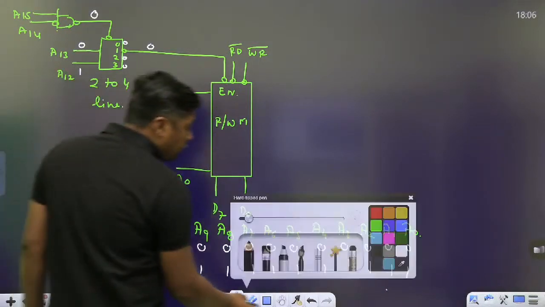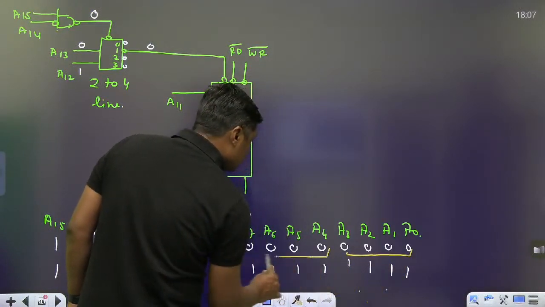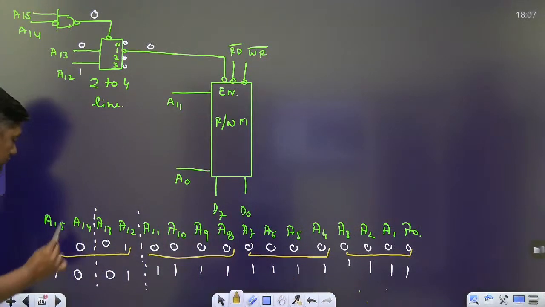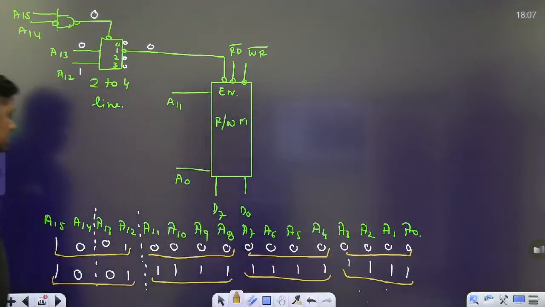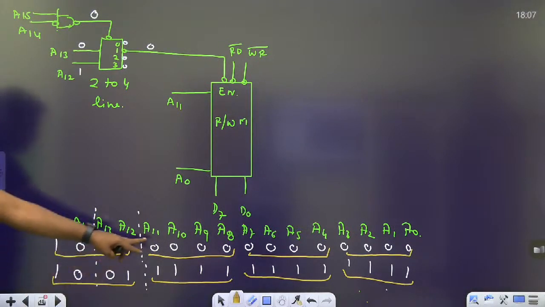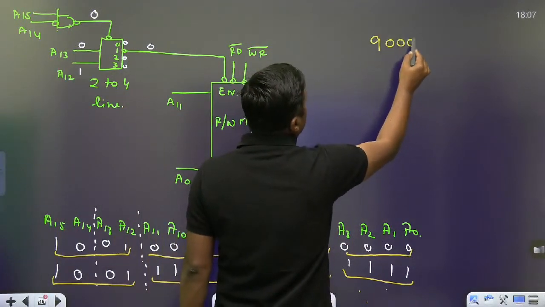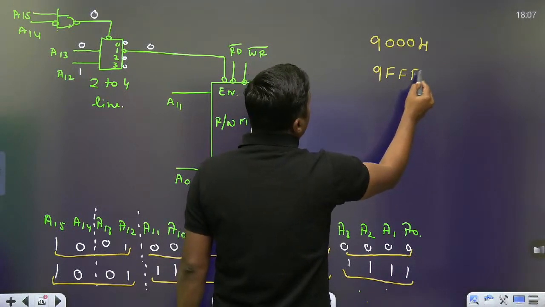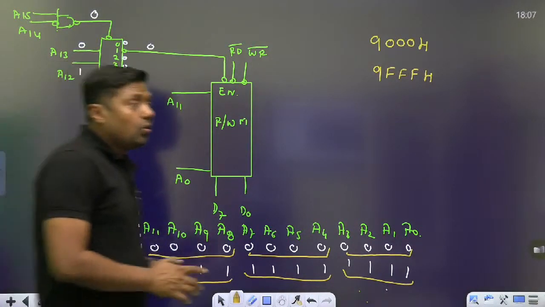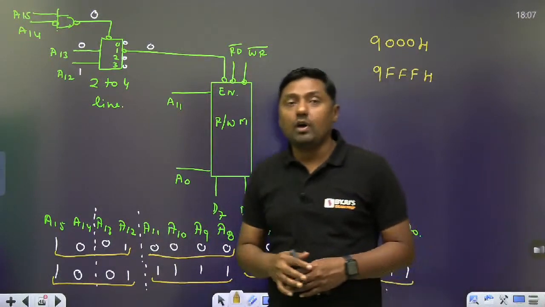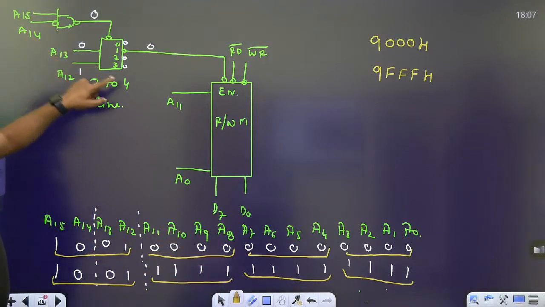Now you have to make the group of what? 4. What is the group of 4? This is 4. Okay, this is 4. Now tell me, what is the range? 1001, it is 9. This is 000, is 0, 00, 9000. And final address is 9FFH. So this is called higher order, this is called middle order, and this is called lower order. Lower order will be all 0 to what? All 1. I think now it is clear. Okay. This is clear.